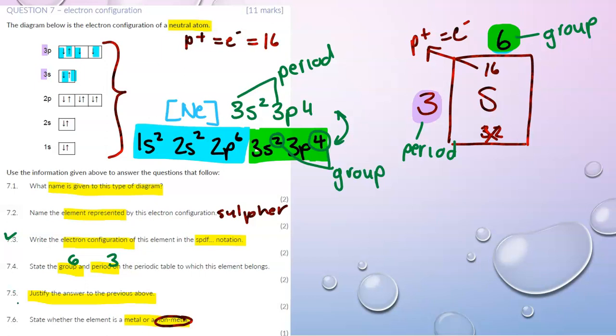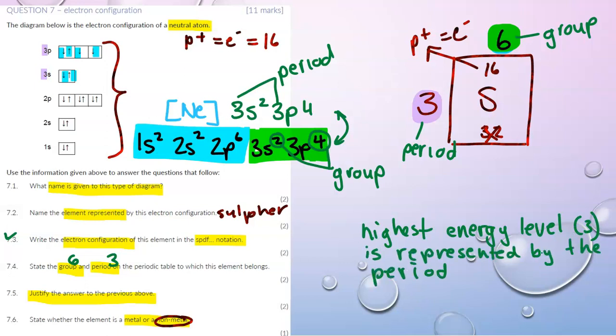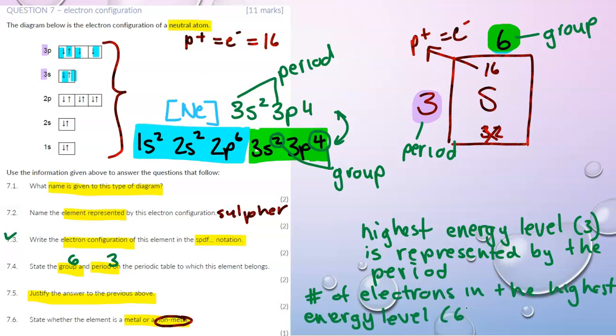Now with 7.5, they just want you to explain how you got to the answer. So you can say that the highest energy level, which is 3, is represented by the period number, and the number of electrons in the energy level, which is 6, represents the group. Okay, and then 7.6 we've already done.